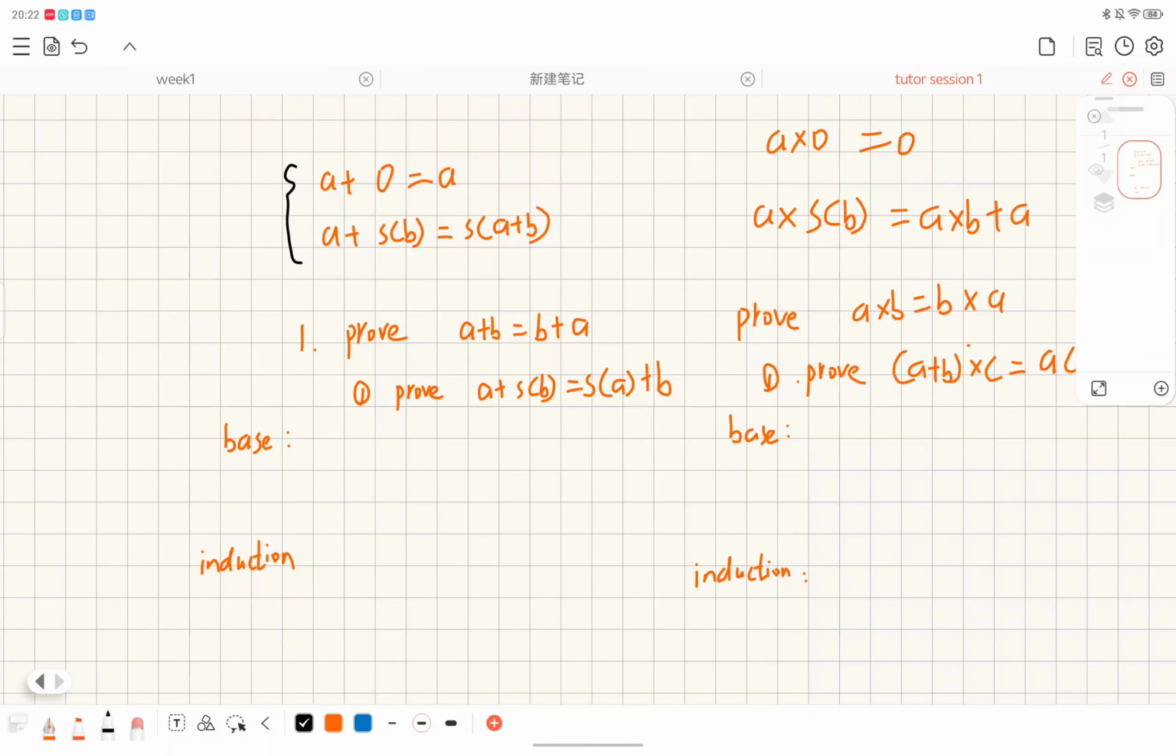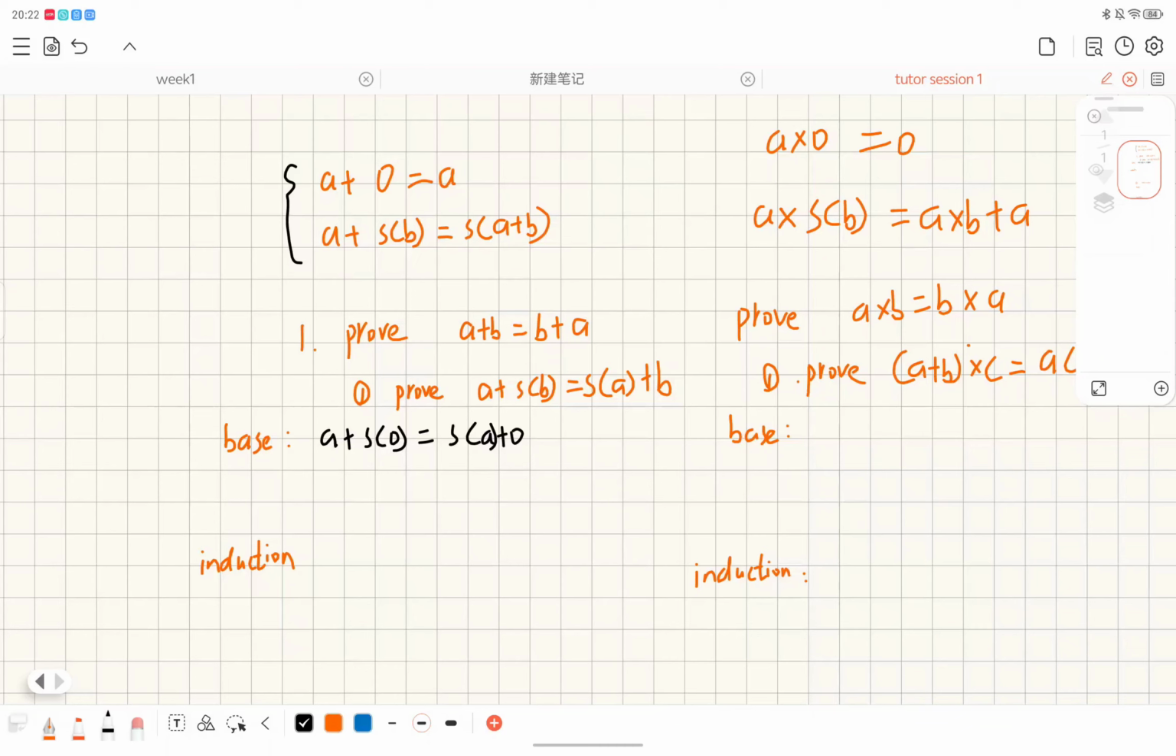The first lemma is a plus sb equals sa plus b. We want to use induction to prove this one. For our induction, we have two variables, a and b. We can just set one of these two variables to 0, so let's set b to 0. Our base case is a plus s0 equals sa plus 0.